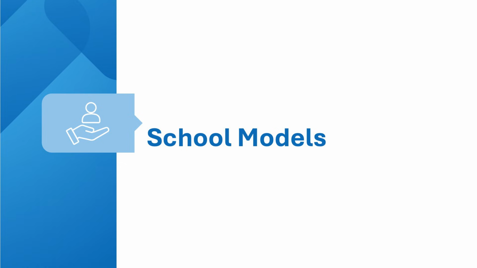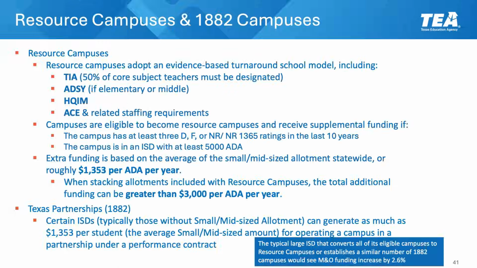Next, different school models have a different impact on local funding. First, we'd like to discuss the resource campuses and 1882 campuses. Resource campuses are a school model that is designed off the ACE school model, Accelerating Campus Excellence, and has been shown to have a significant impact in a school turnaround situation.